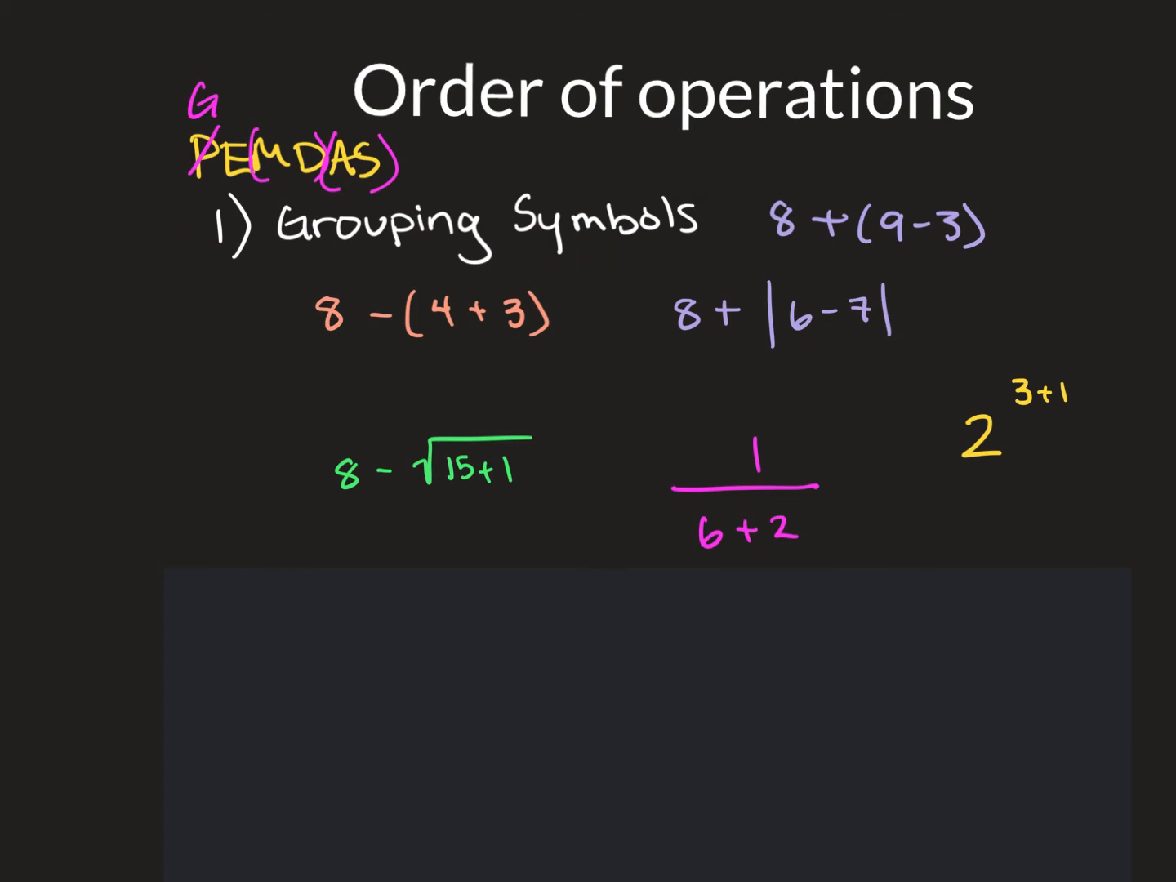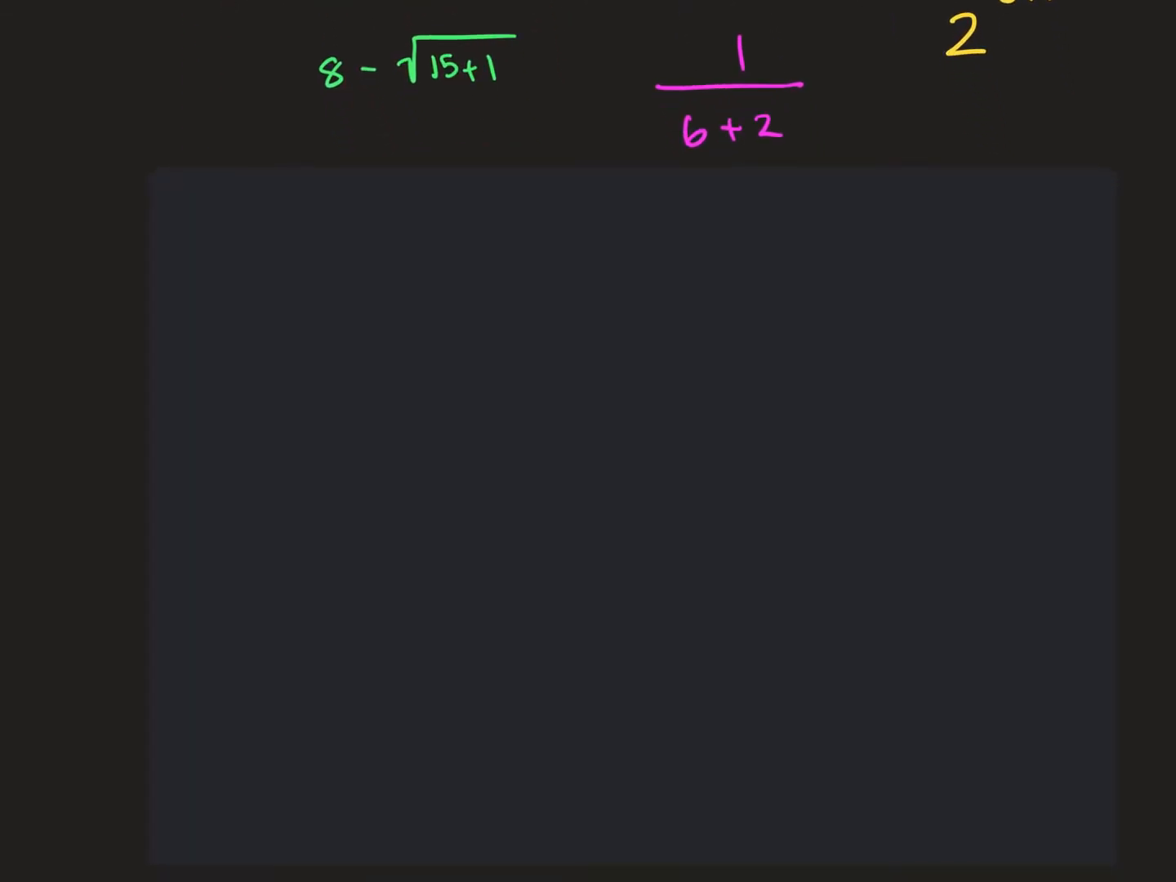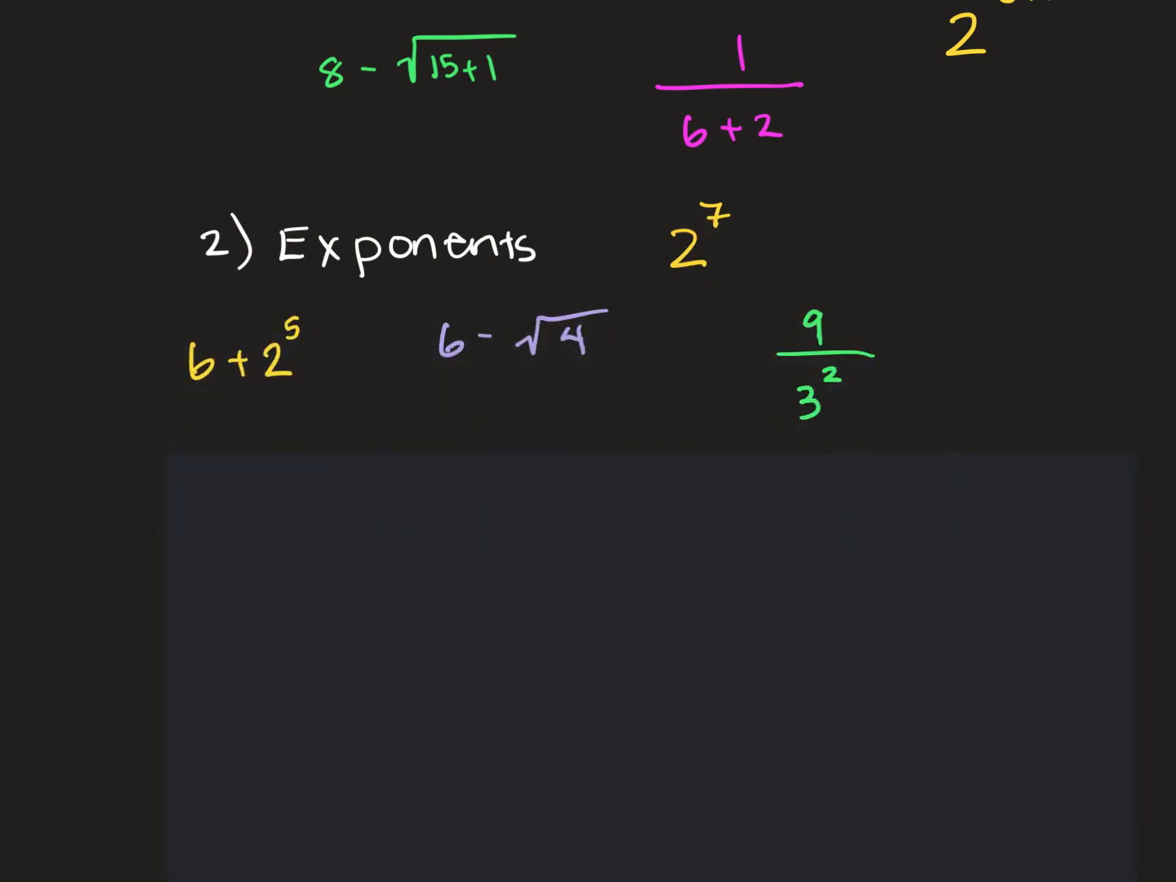Next thing you would do are exponents. And exponents, yes, for sure, exponents definitely look like 2 to the 7th. The 7 here is the exponent, so this is saying multiply 2 7 times, so 7 factors of 2. But also, in this case, you would do 2 to the 5th first.